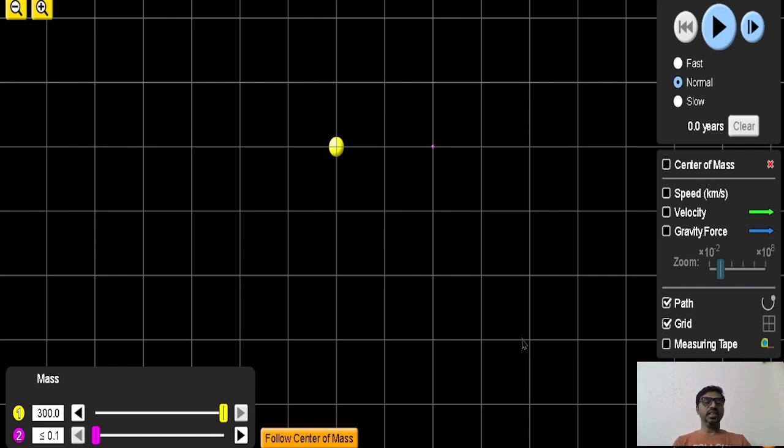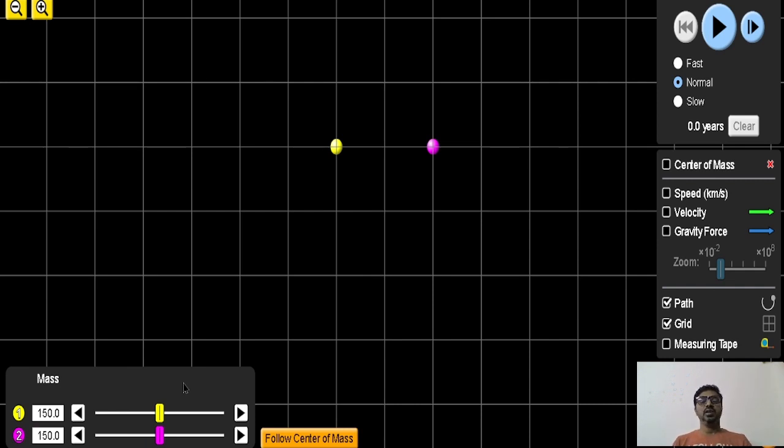So over here, we are considering two objects. One is yellow color and the other one is purple color. Their masses can be reduced or increased, varied from 300 units to less than 0.1 units, each one of them. So suppose I take each of them as equal, let's say 150.